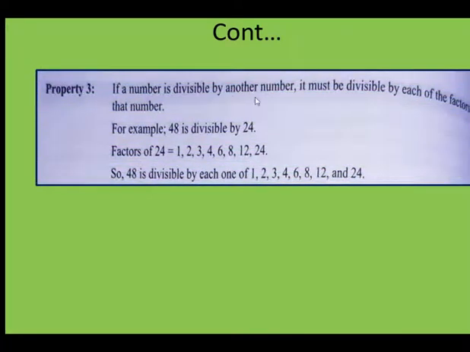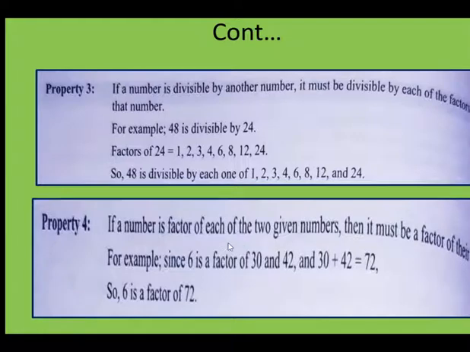Then if a number is divisible by another number, it must be divisible by each of the factors of that number. Means, for example, 48 is divisible by 24. So 48 is divisible by 24, at the same time it is also divisible by all the factors of 24. So factors of 24 you can see 1, 2, 3, 4, 6, 8, 12, 24. So 48 is also divisible by all these factors of 24. Okay.